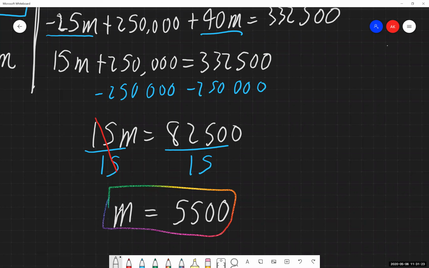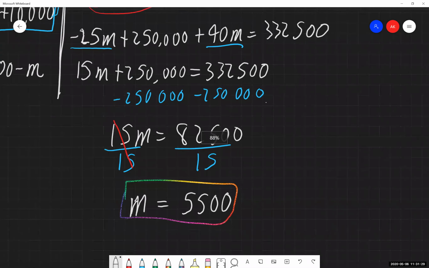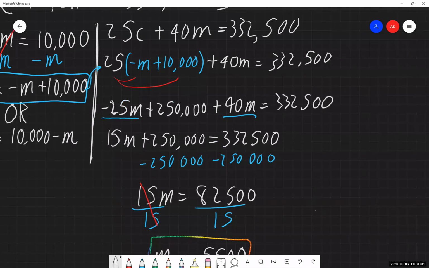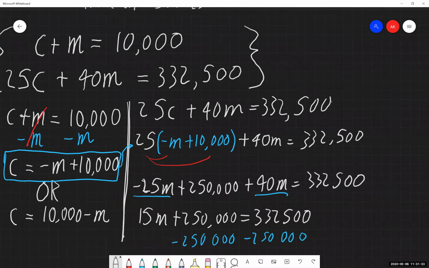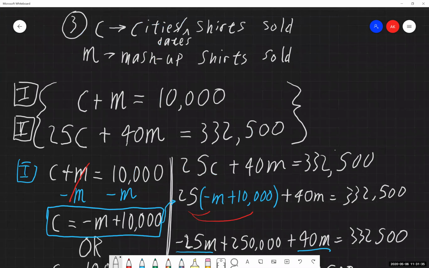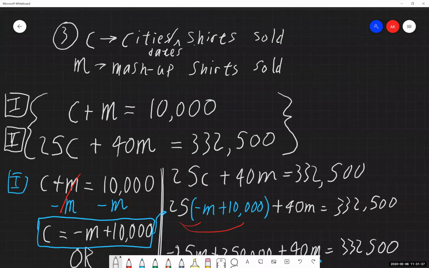Okay, so we have just gone through and solved this thing for our m value. I'm going to zoom us out here and go back up to our start of the problem. Now we were being asked to find how many of each type of shirt were sold. So the amount for cities and dates, and then the amount for the mashup t-shirt. So we just found our m value, fantastic. And now we need to find our cities and dates, our c value here.